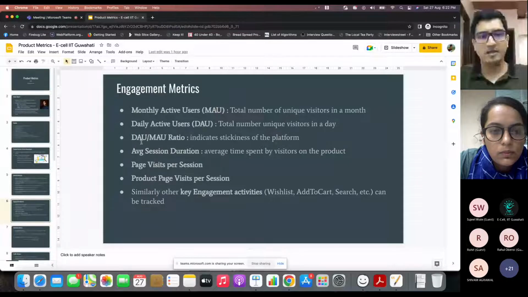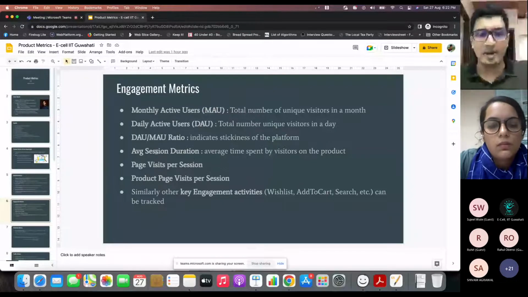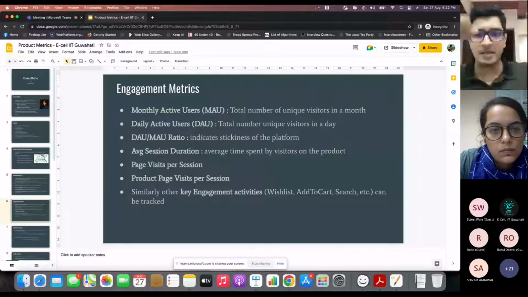And then there's average session duration. It is the average time spent by the visitors on the product. How much time are they spending on the app? Again, for an app like ShareChat, people spending more time on the app will be good for them, because people are viewing more videos, and hence there will be more avenues for monetization. You could show them more ads.